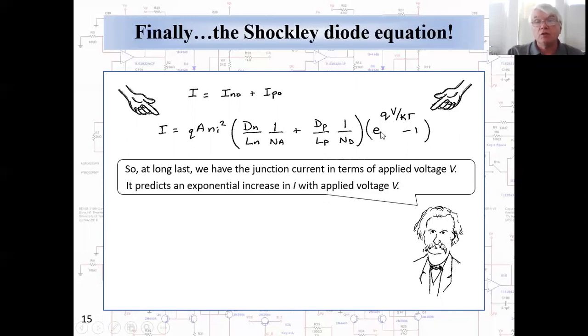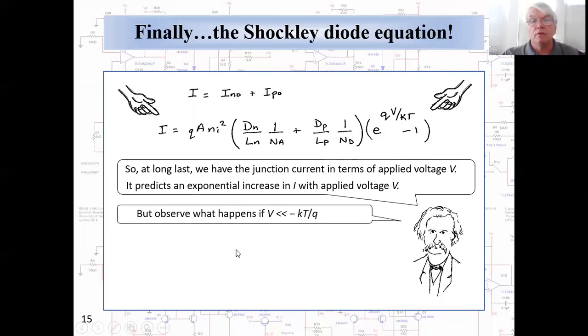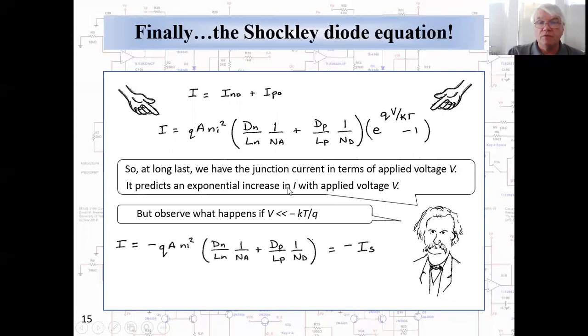It predicts an exponential increase in I with applied voltage V. But observe now what happens if V is much less than minus kT over q. And kT over q has a value of 25.9 millivolts at 300 kelvins, which is slightly above room temperature. So we can say that kT over q is about 25 millivolts at typical room temperature. So if we have a voltage, say, of minus 150 millivolts or so, then the exponential term becomes negligible compared to the minus 1, and we can ignore it. Under these circumstances, I is simply this expression.